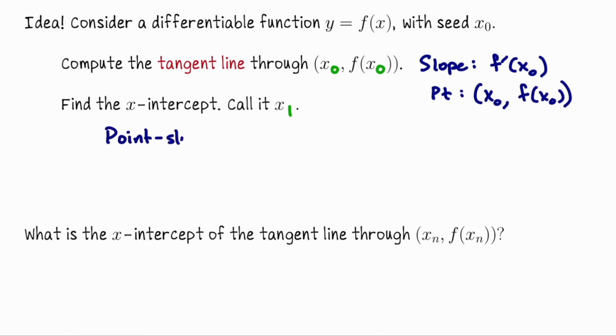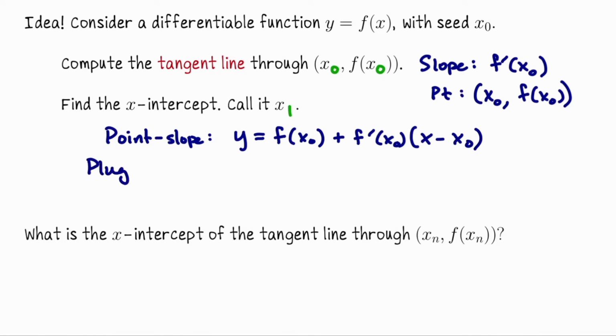So now the point slope form for our line is y equals the known y value, so that's f of x naught, plus the slope, that's f prime at x naught, times x minus the known x value. So that's the point slope form for the tangent line. Finding the x-intercept means plug in y equals 0 and solve for x. We're going to call that x value x1. So let's plug in x1 comma 0. So for the y value, we plug in 0.